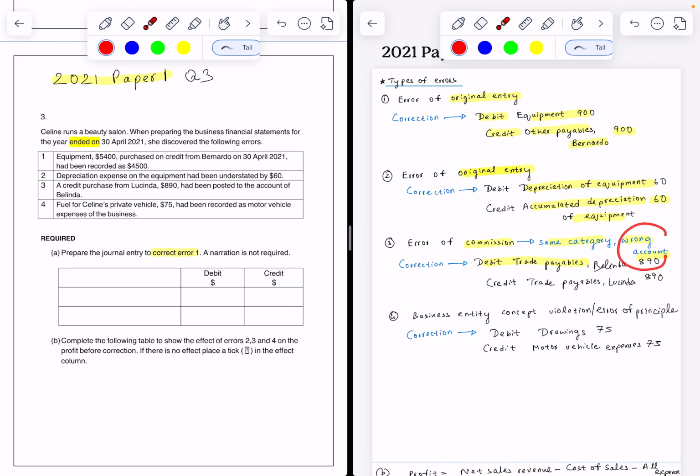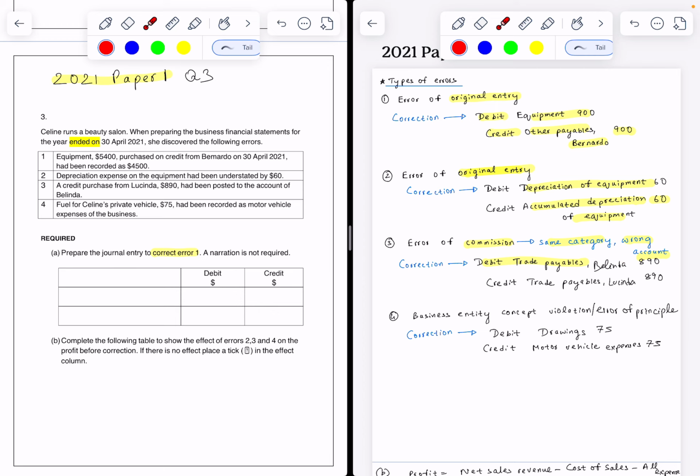So how do we correct this? Originally, when we would have posted this credit purchase by mistake in the account of Belinda, we would have recognized a current liability or an obligation towards Belinda due to the fact that we would have thought that this was a credit purchase from Belinda. So we would have credited trade payables Belinda by $890, right? Now that we have figured out our mistake, we need to reduce that obligation first that we have previously recorded with Belinda. So previously, we showed that there is an increase in liabilities with Belinda when we would have credited the account of Belinda by $890.